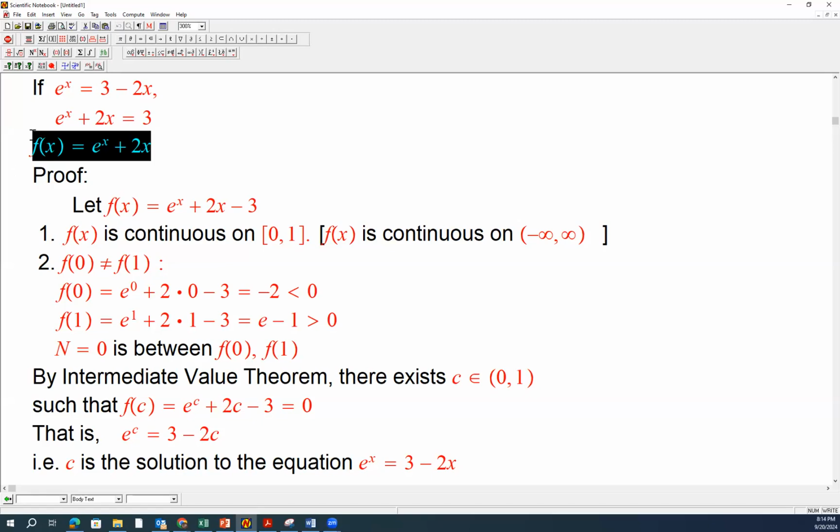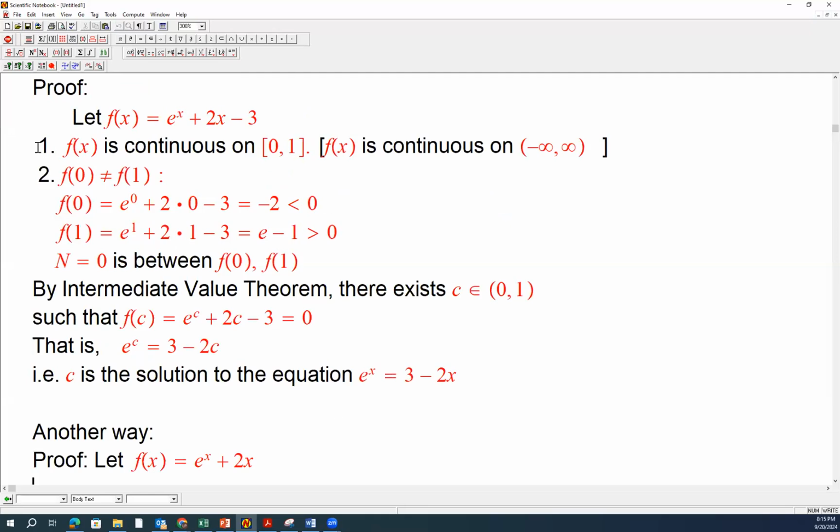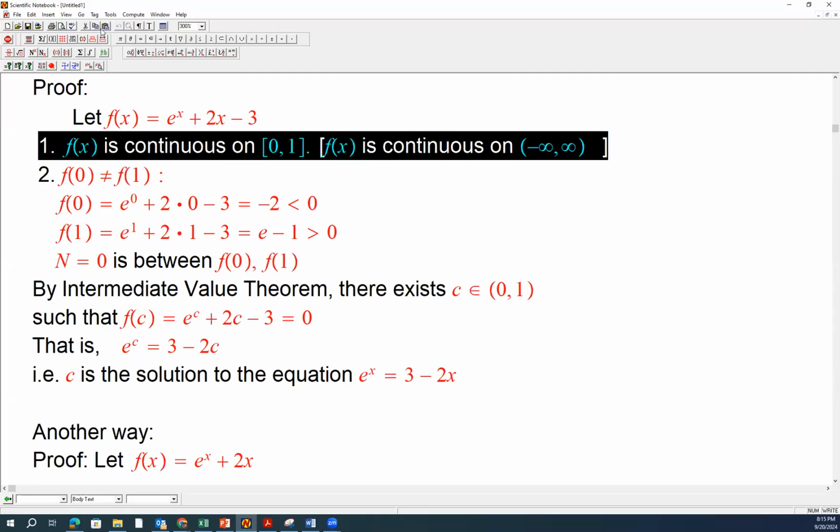So in our proof, we're going to set another function. We let this function be f. So we're going to apply the intermediate value theorem to this function. We let f of x equal e to the power x plus 2x, right? Is this function continuous on [0, 1]? Of course it is.